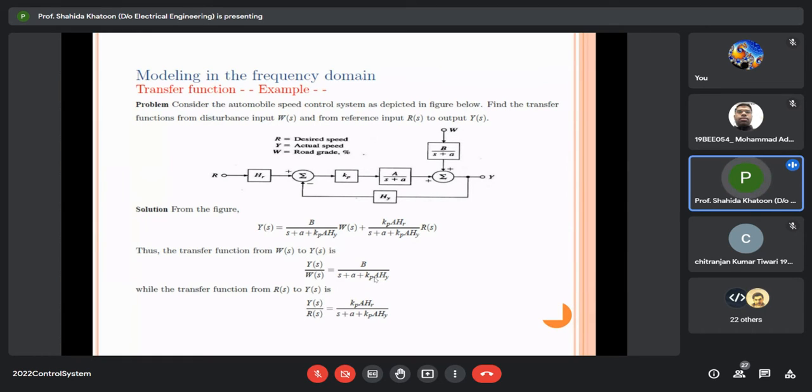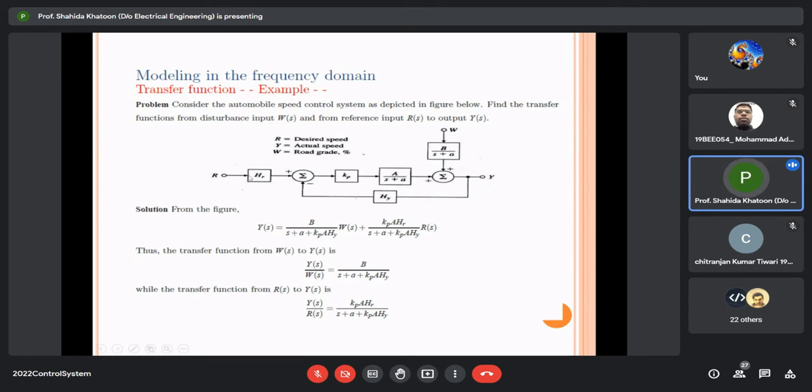Let us take an example. The problem is that we want to consider an automobile speed control system as depicted in the figure. Find the transfer function from the disturbance input W(s), this is the disturbance input, and from the reference input R(s) to the output Y(s).